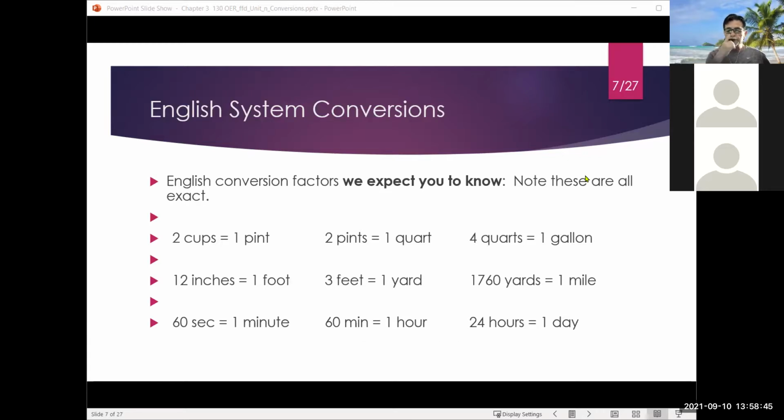The English units, I know we've got 2 cups per pint, 2 pints per quart, et cetera, and 12 inches per foot. These are factors that we utilize. If you know more of other ones, feel free to use them, whatever conversion factors you're comfortable with. For example, I'm more comfortable with 5,280 feet per mile, but that's equal to 1,760 yards per mile. Yeah, so whichever you're comfortable with.